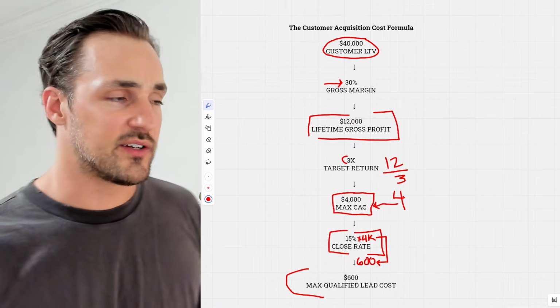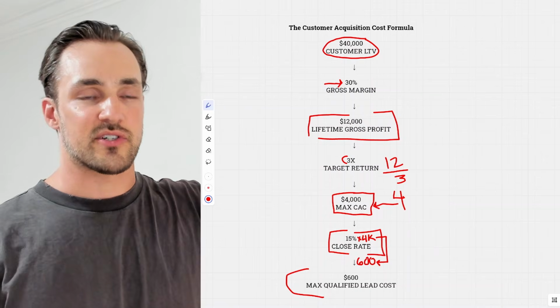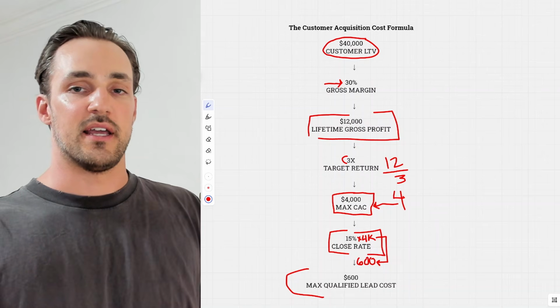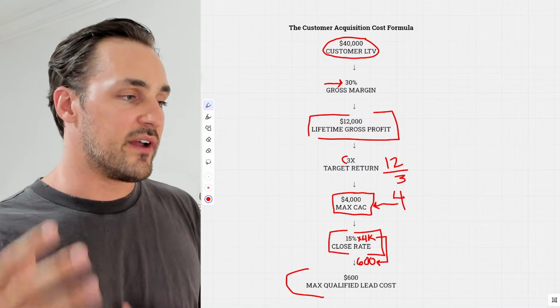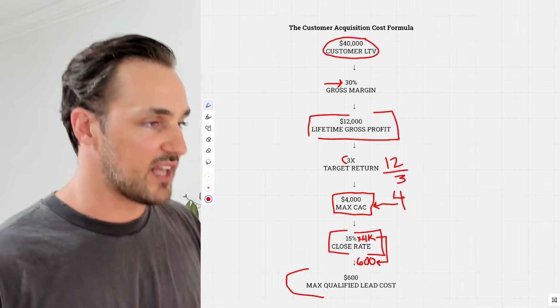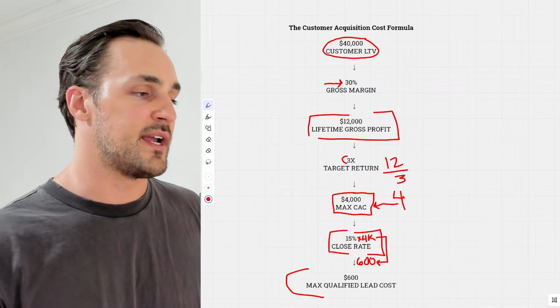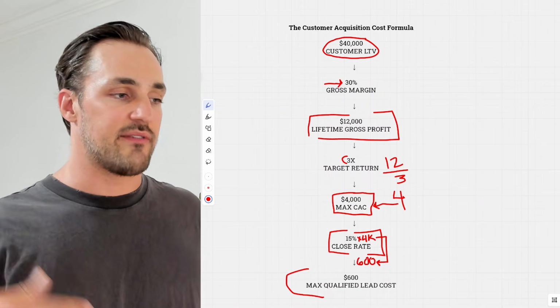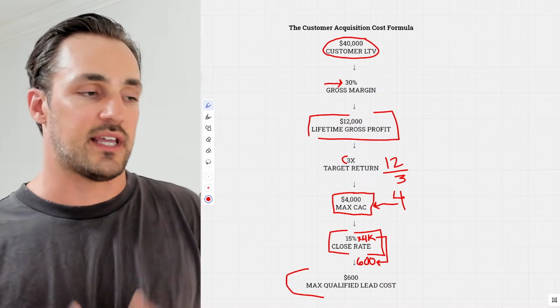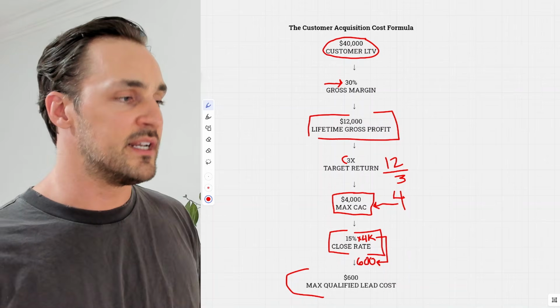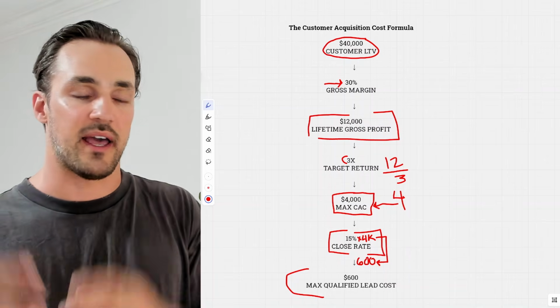So here's what I want you guys to do next. First, click the link in the description below. I'm going to have a calculator link. You can go there and plug in your own numbers: your customer lifetime value, your gross margin, your target return, and your qualified close rate. And in about 30 seconds, you'll have an estimated ceiling for what your business can actually afford to pay for a qualified lead. Then compare that number against what you're paying right now.